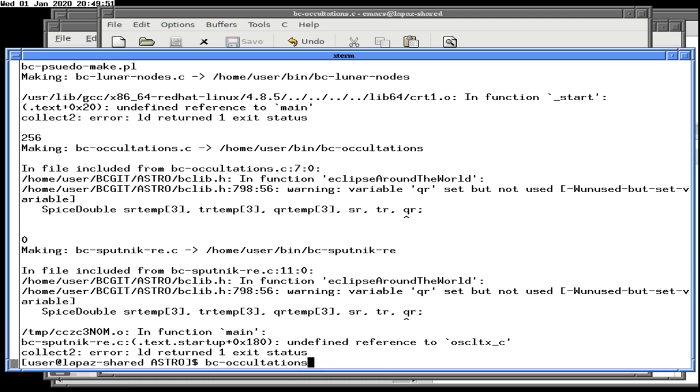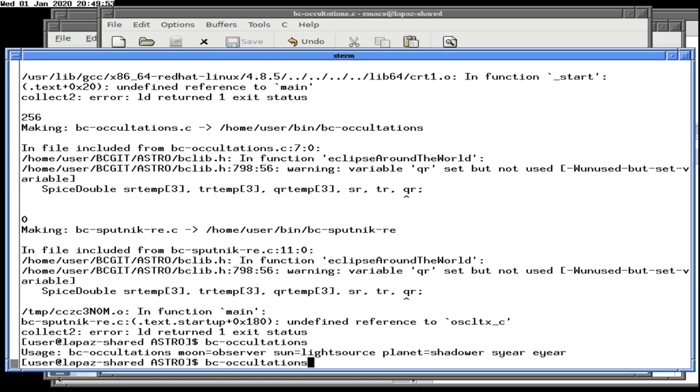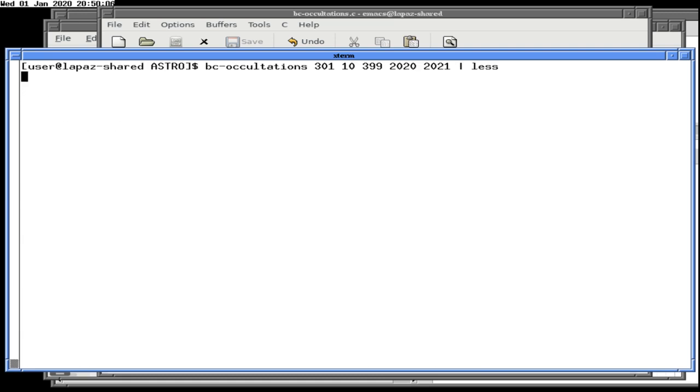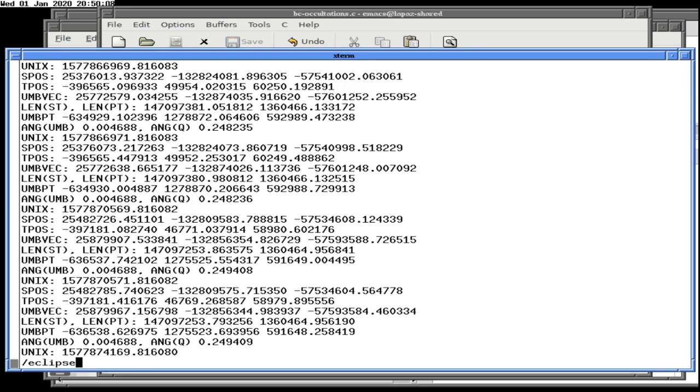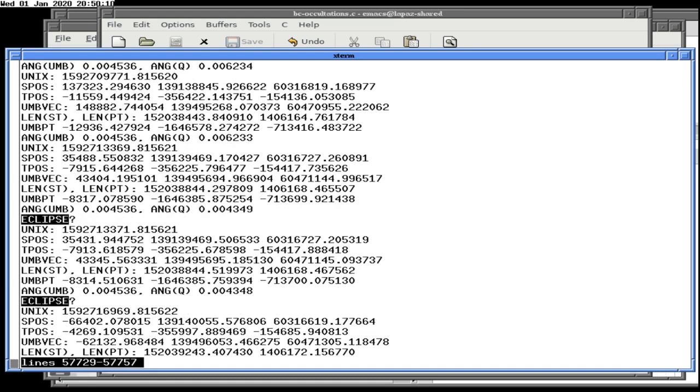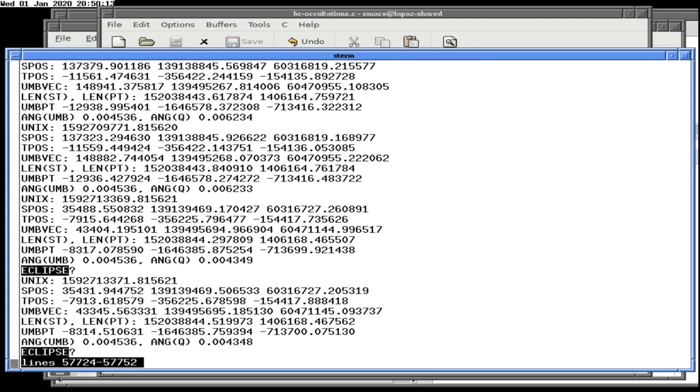Okay. So we know there are lunar eclipses, so we'll make the observer the moon, the sun will be our light source, and Earth will be our planet, and the year will be... It's 2020! I'm sure there's a total lunar eclipse sometime this year. Okay. And it would be kind of nice if it put a little up arrow there, but okay.